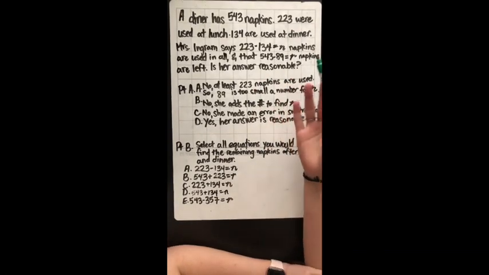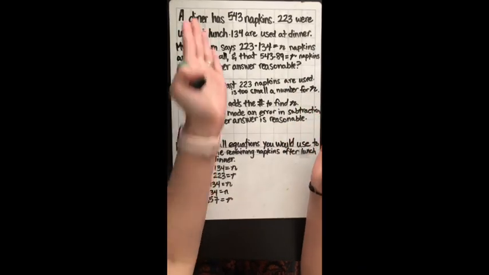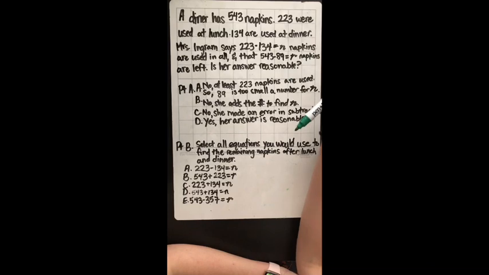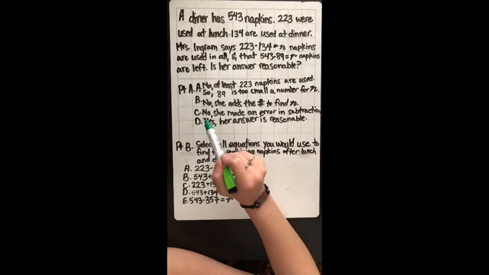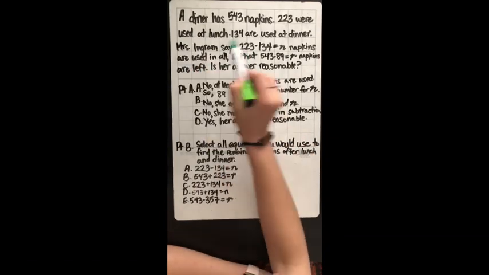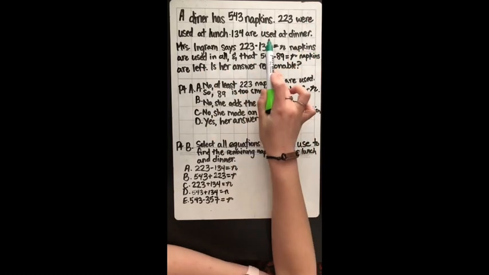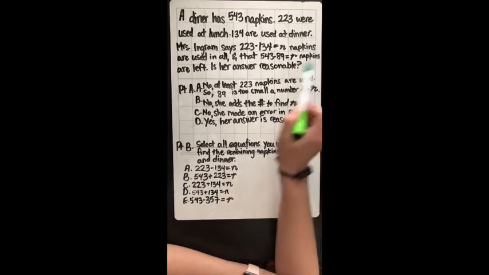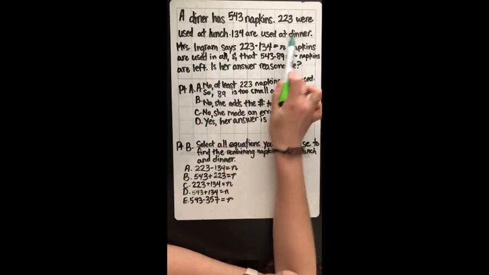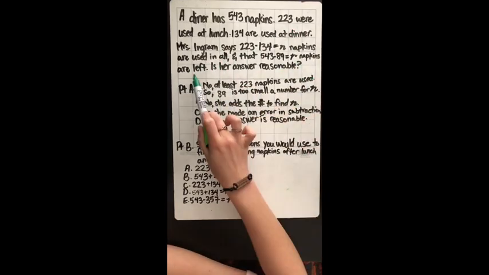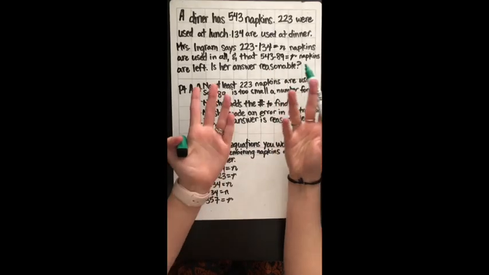So once again, even though it's not asking for what is the actual answer, I think it's a good idea to go ahead and solve the problem, because if you solve the problem yourself, you can compare how you solved it to how I solved it. So once again, let's look at our problem. A diner has 543 napkins, 223 were used at lunch, and 134 were used at dinner. So this problem is actually figuring out how many were used in all from lunch and dinner, and how many napkins are left. So my first step, I'm going to read it and I'm going to visualize what we're talking about.